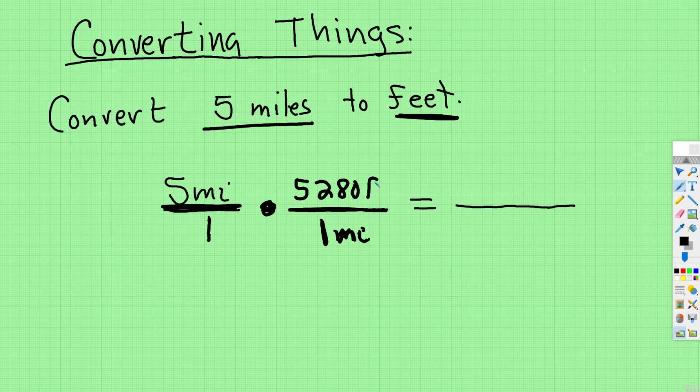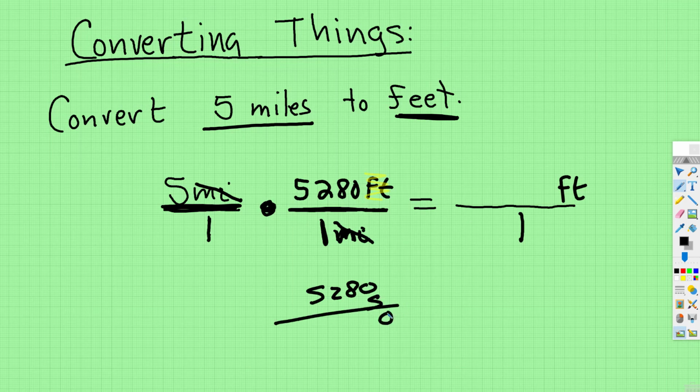5,280 feet per 1 mile. But remember, when you're multiplying fractions diagonally, you can cancel things. Well, these both have that label. And now look, the only label that's left is feet. I should have brought my calculator out. And now you're just going to multiply straight across. 1 times 1 is 1. And then 5,280, I didn't bring my calculator out, so we'll do it the old-fashioned way.